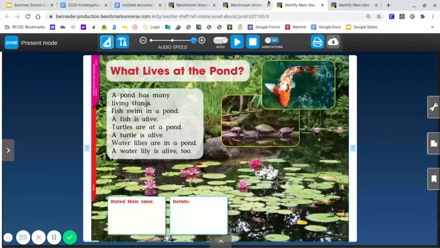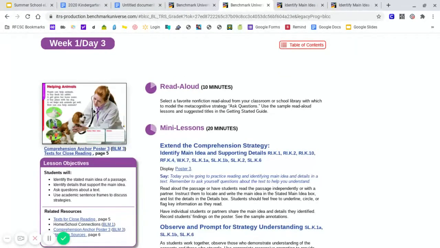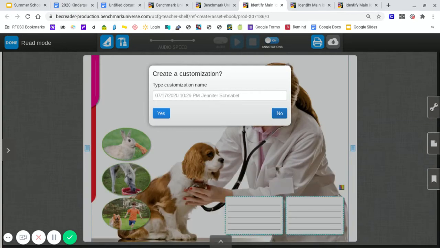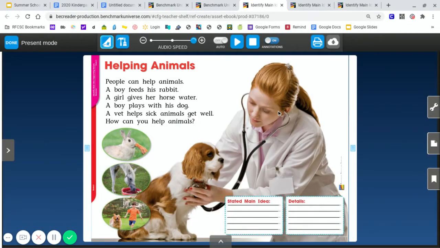All right. Let's go ahead and look at one more thing. I think this is actually very, very special. So, something you need to know about Mrs. Schnabel. Mrs. Schnabel loves animals. I just think they are so very special.